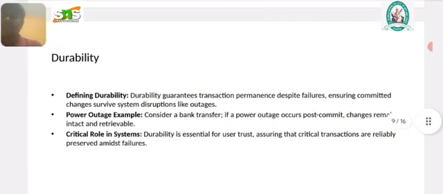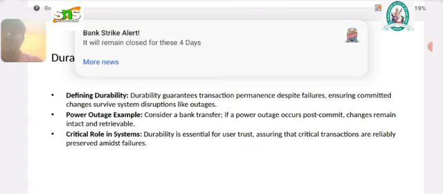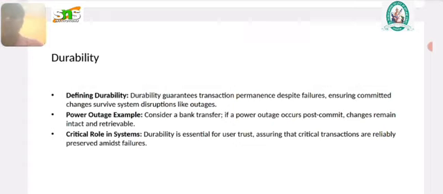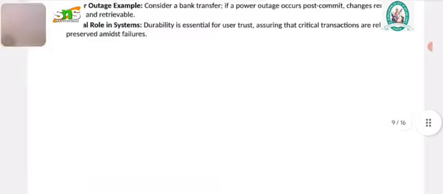The next one is durability. Durability guarantees that transaction results persist despite failures, ensuring committed changes survive system disruptions such as power outages. For example, consider a bank transfer. If a power outage occurs post commit, the changes remain intact and retrievable. Next is its critical role in systems. Durability is essential for user trust, assuring that critical transactions are reliable and preserved amid failures.